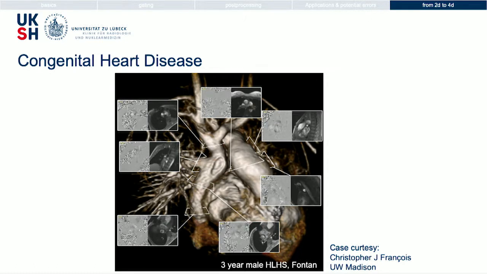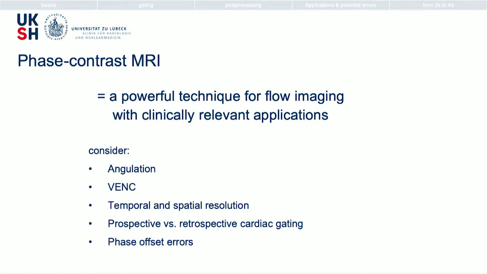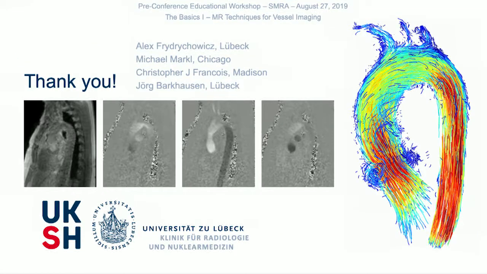And the best thing about 4D flow MRI, you can measure congenital heart disease very quickly in just one scan, and then go to the scan and evaluate all the relevant contours you need for understanding the case. So to conclude, phase contrast MRI is a powerful technique for flow imaging, and it has clinically relevant applications. So it's great, and I thank you very much.